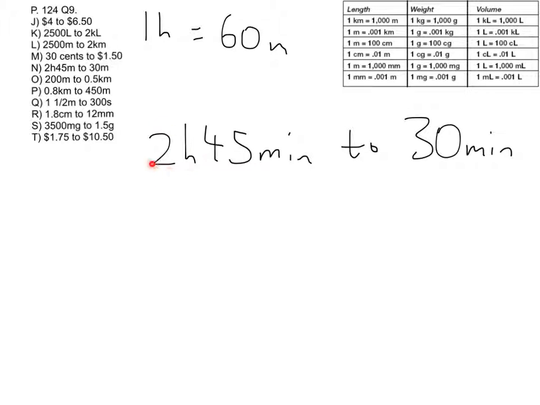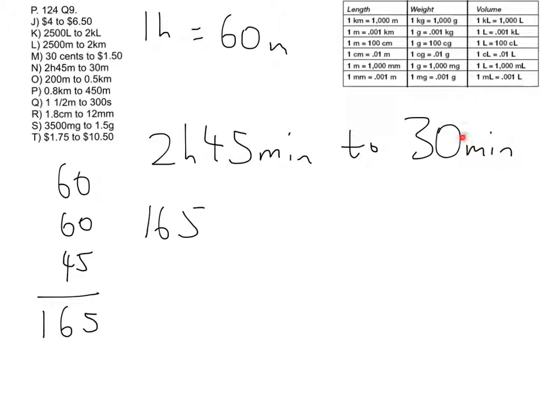So we've got 2 hours here. So 60 plus 60 plus 45 minutes, and we have 165 minutes in total. So now we can write that down. Over here we already have minutes, so we can bring that down as well. So now we can put this as a ratio.